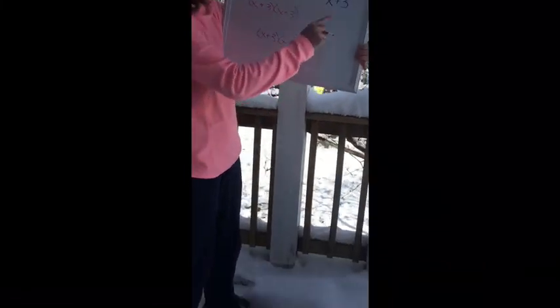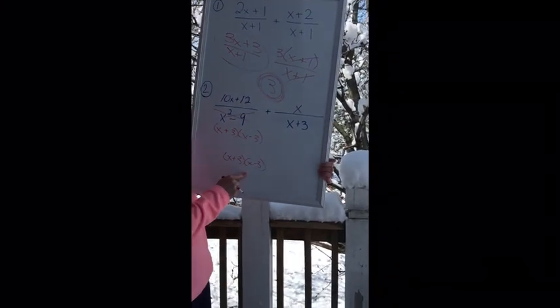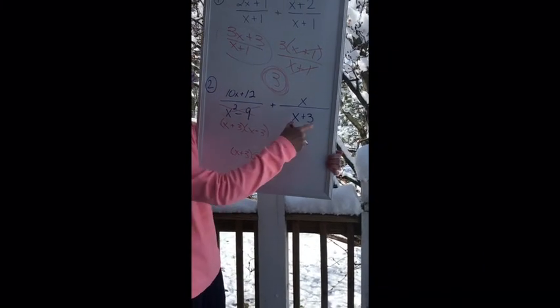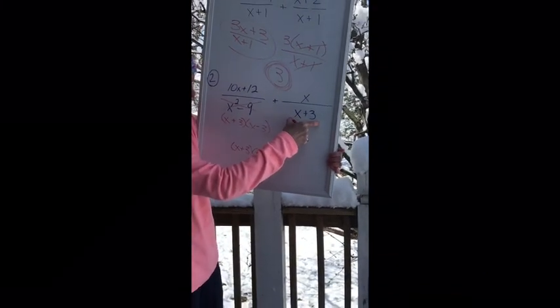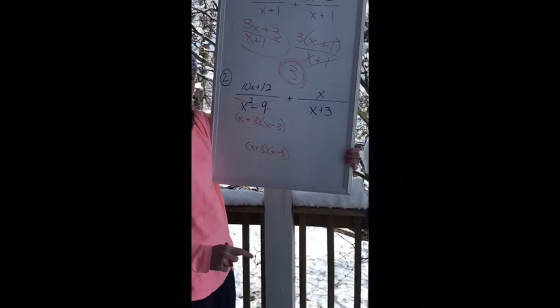In order to get this one to this, what do we have to multiply by? Because we already have the x plus 3. What do we have to multiply this thing by to get to x plus 3, x minus 3?